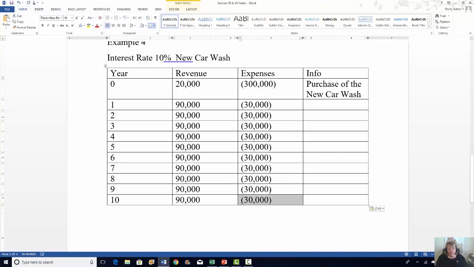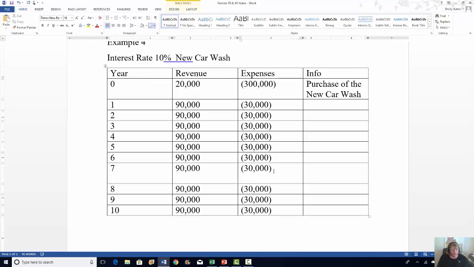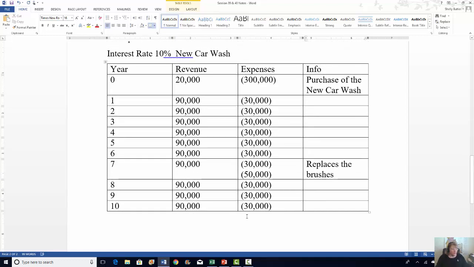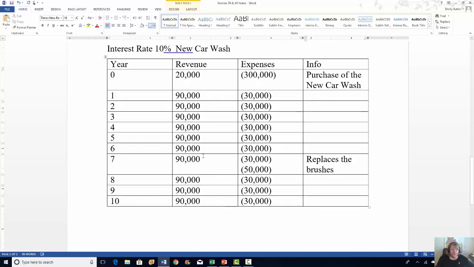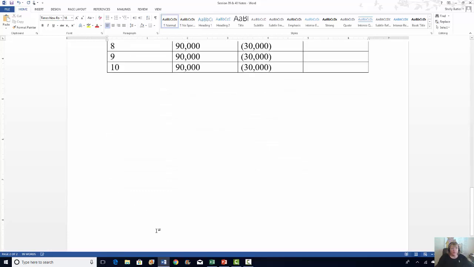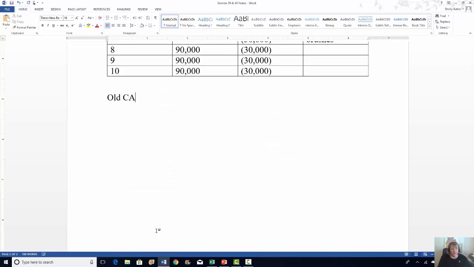Okay. Now we have one more thing in here. We had replacing the brushes in year 7. So we have a $50,000 outflow, and that is to replace the brushes. Okay. So here is our setup of inflows and outflows. It really is easiest to do it this way so you can see it. And this here is the old car wash.